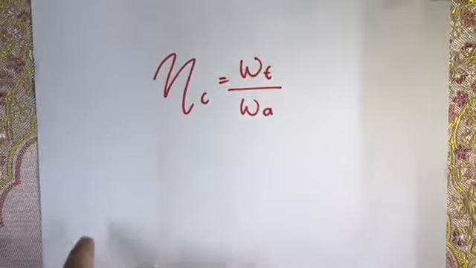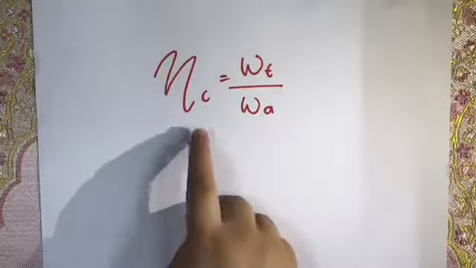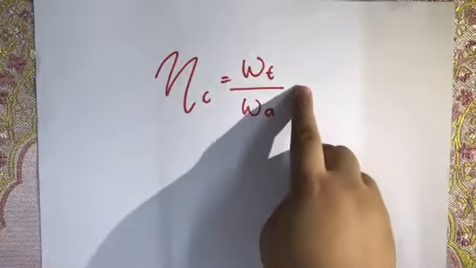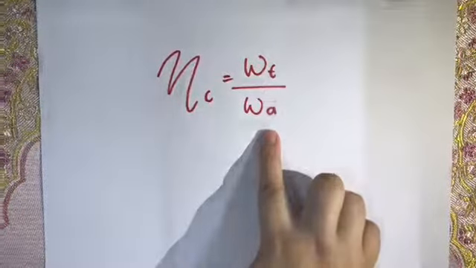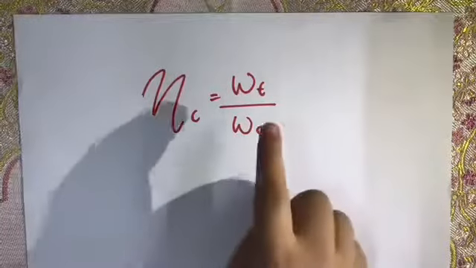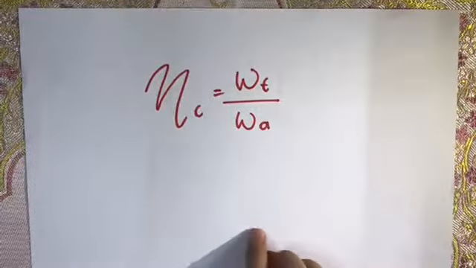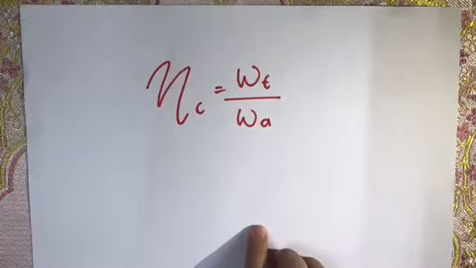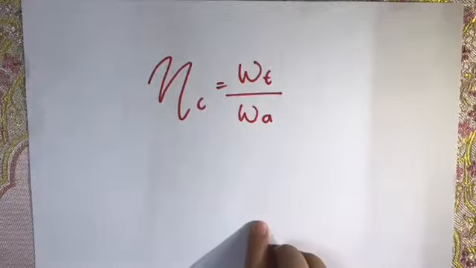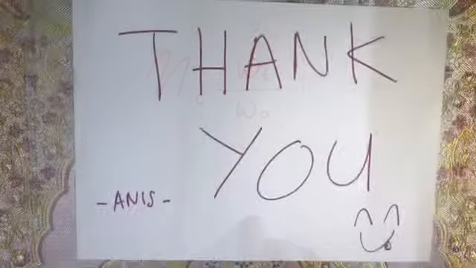The efficiency of the compressor is equal to work WT over work actual, where WT and WA are the required work inputs to the compressor for the reversible isothermal and actual cases respectively.